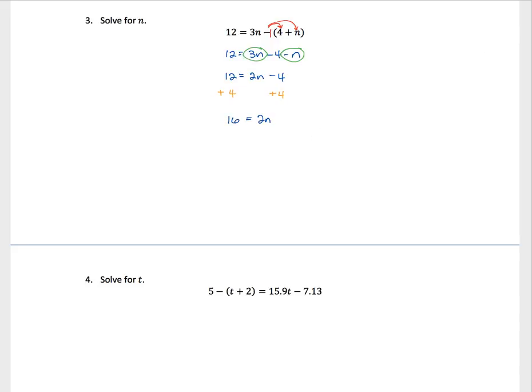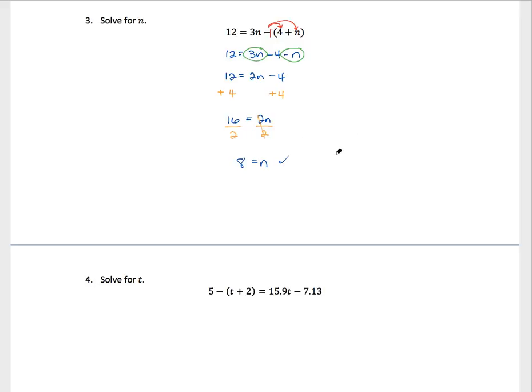Okay? And now our last step to solving for n, we have to get rid of this 2. Now 2 is attached to n by multiplication, so its inverse is to divide by 2. But whatever I do to one side of the equation, I have to make sure I do the same thing to the other side. Leaving us with n on the right-hand side, and then 16 divided by 2 is 8. So n is equal to 8.